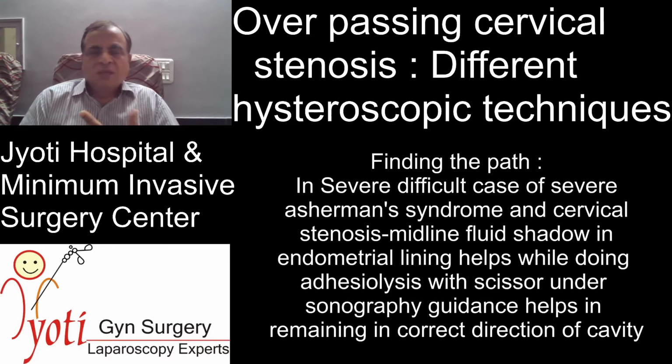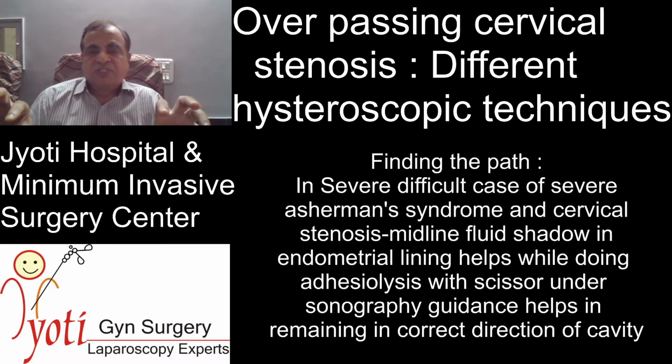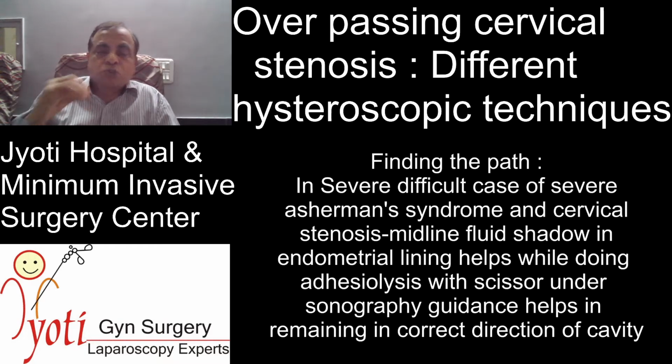anything. So sometimes it's important to take help of ultrasonography. Simultaneously somebody else is asked to do ultrasonography with an abdominal probe and show the uterine cavity and endometrium. So you can see the myometrium anteriorly, you can see the myometrium posteriorly. There is hysteroscopic fluid in between. It's a different shadow in sonography. So your scissor gives an idea where I'm supposed to cut. This is the technique of doing adhesiolysis under sonography guidance.